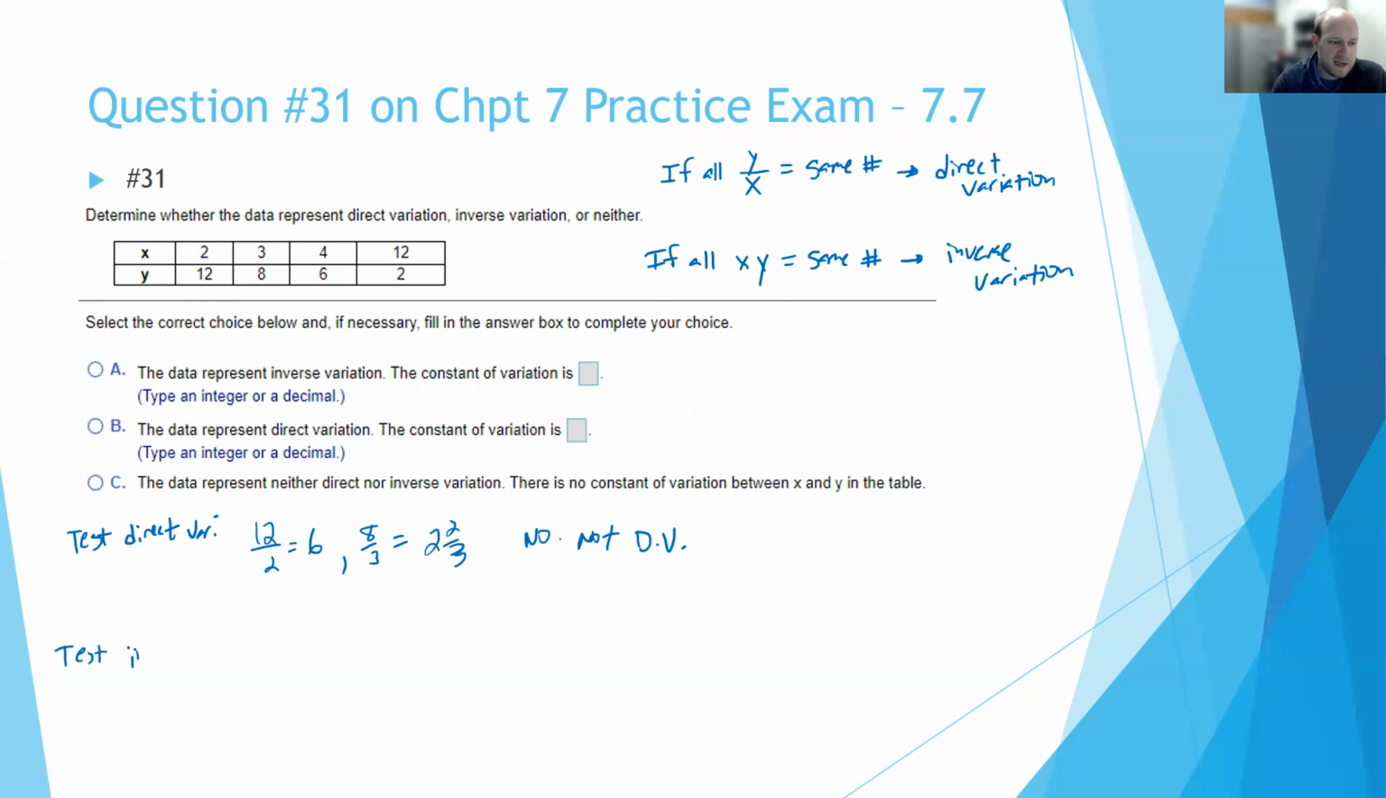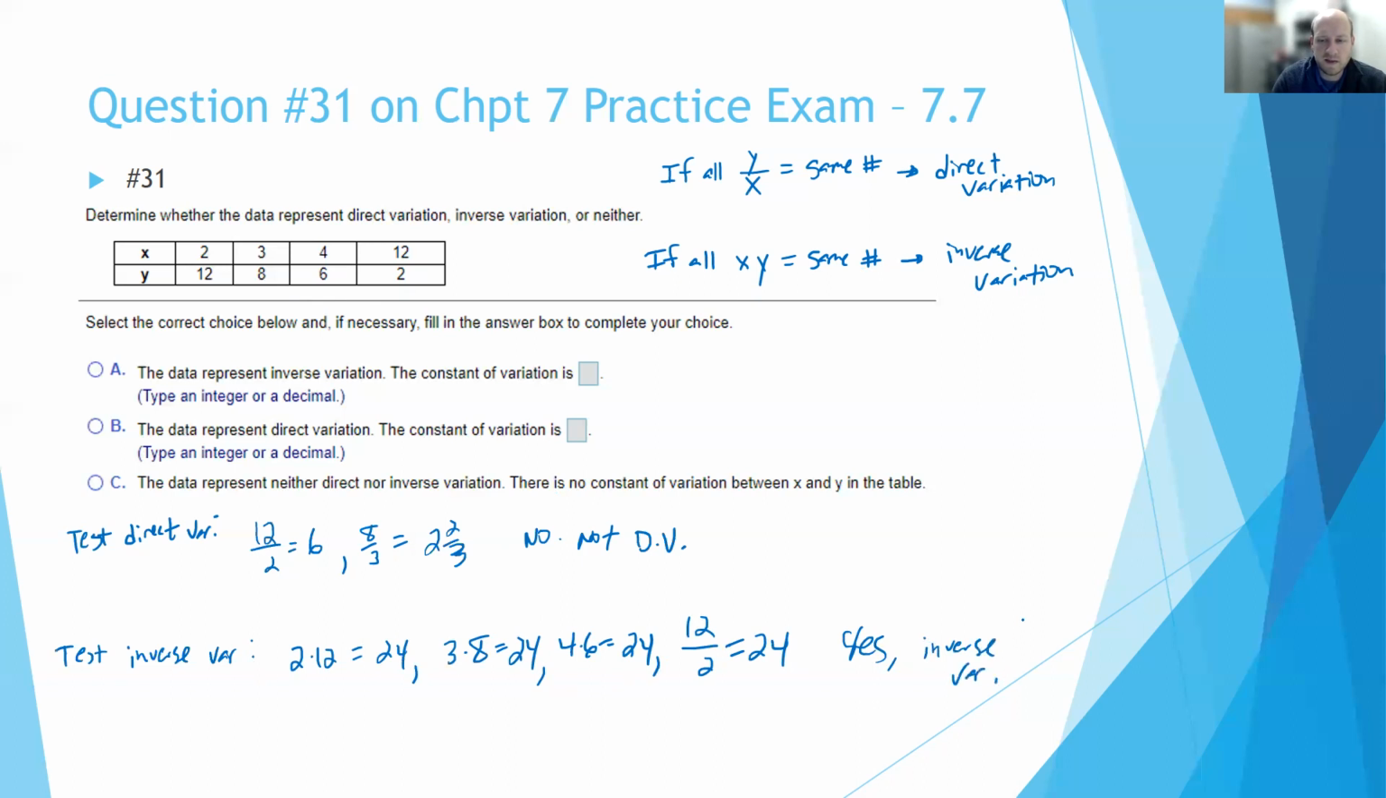Let's test if it's inverse variation. So to test inverse, I'm going to multiply x times y. So 2 times 12 is 24. 3 times 8 is 24. I'm good so far. Let's keep going. 4 times 6 is also 24. And then I have 12 times 2, and that is also 24. So yes, this is inverse variation, with a little exclamation mark.